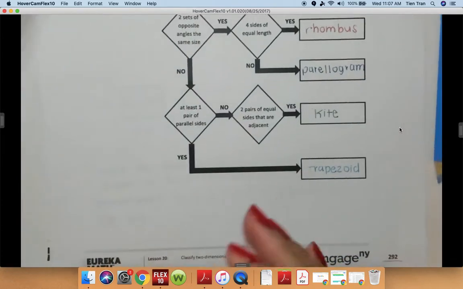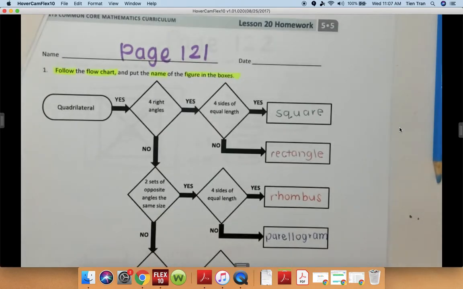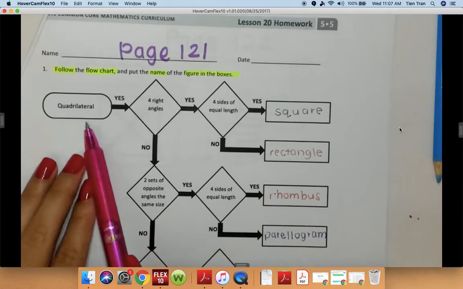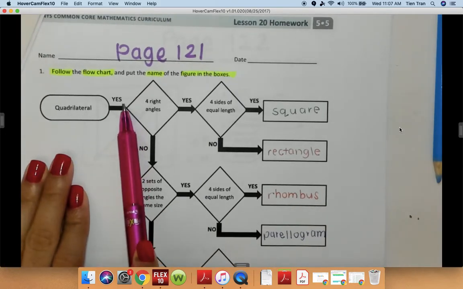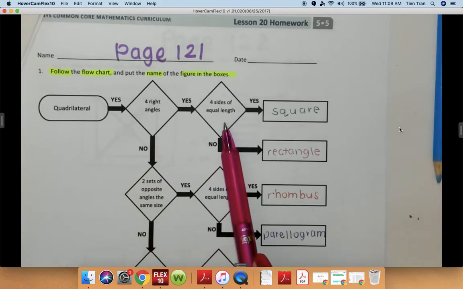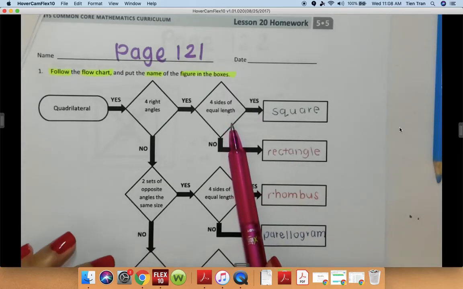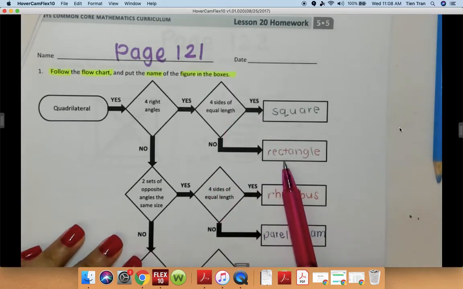We're on page 121, problem number 1. This is the homework. It says right here, follow the chart and put the same name of the figure in the boxes. They want you to kind of know what each name means, okay? So for an example, a quadrilateral, yes, has 4 right angles. Yes. Has 4 sides of equal lengths. Yes. Then that is a square. Now, what if their sides are not equal length? Then that is called a rectangle.